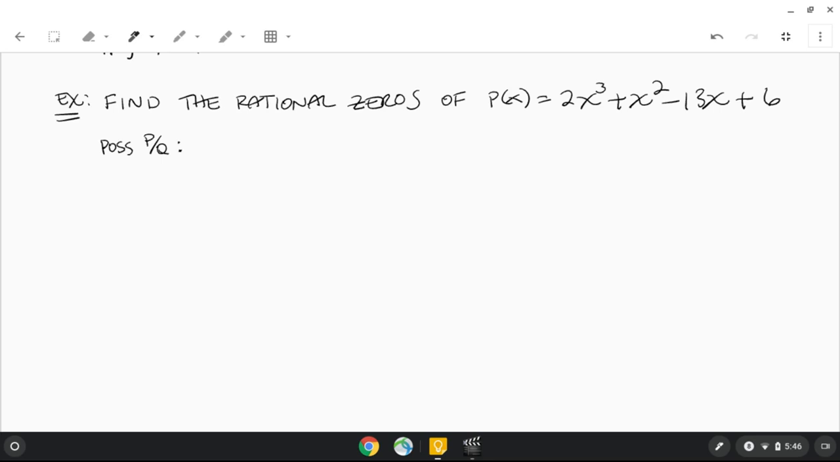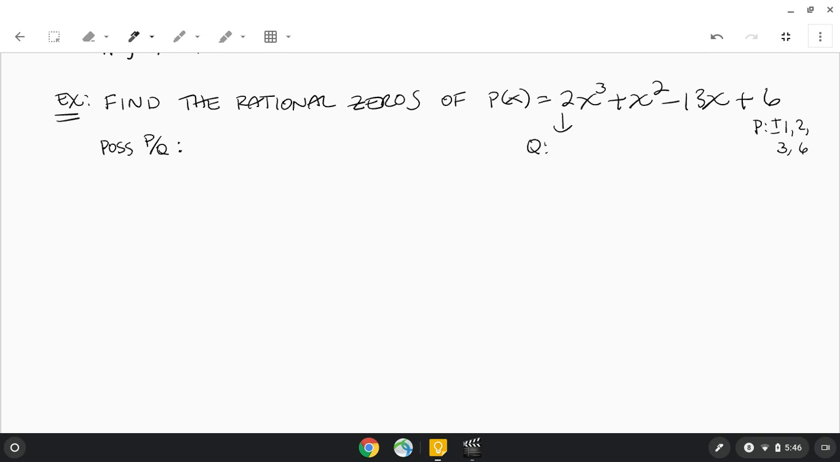All right, so over here, our possible p's are plus minus 1, 2, 3, and 6, all the factors of 6. And over here, our possible denominators, our q values, are plus minus 1 and plus minus 2. So all the different combinations of a p over a q. So I'm going to start with the p value 1. And of course, we're testing all the positives and negatives on our list.